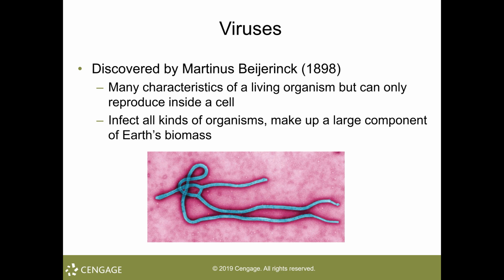A few years later, in 1898, Martinus Beijerinck, a Dutch microbiologist, provided evidence that the agent that caused tobacco mosaic disease had many characteristics of a living organism. However, it appeared that the infective agent could only reproduce within a living cell. Beijerinck named the infective agent virus, which comes from the Latin word meaning poison. The tobacco mosaic virus was the first virus to be recognized.